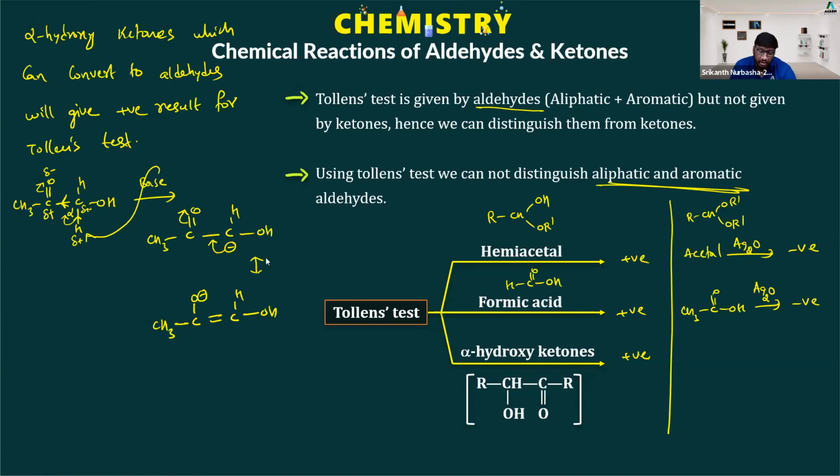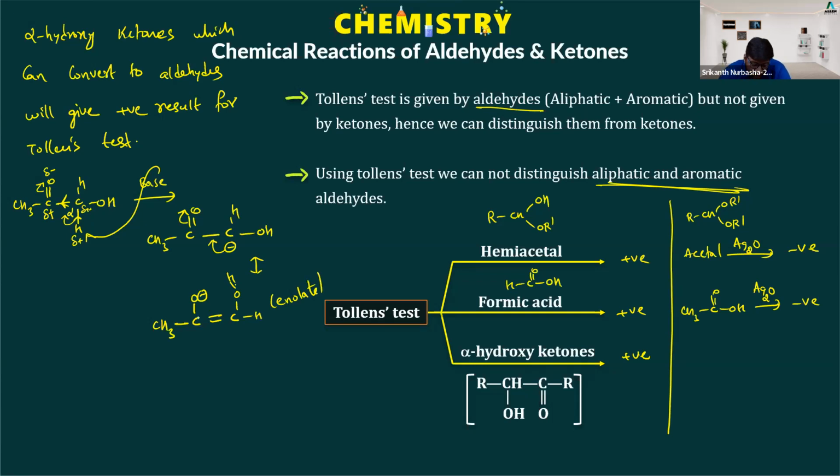Yes or no? What is this called? CH3, C, O minus, C double bond CH, OH. Is it similar to an enol system or not? But what have we lost? If it is enol, we should have C double bond C, OH. But here we have O minus. So that is why it is called enolate. It is a salt. It is nothing but enolate.